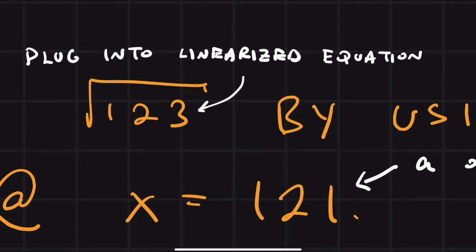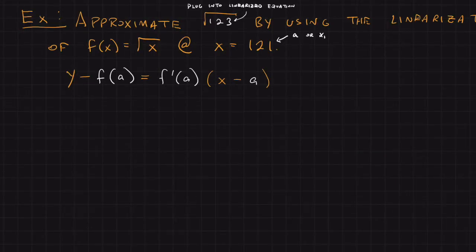We don't actually plug in the square root of 123. Instead, we're only going to plug in 123. That's because the linearized equation was for the square root. So to do the approximation, we only need the number inside of the square root. We know our value of a is 121. So let's erase all the a's and replace those with 121.